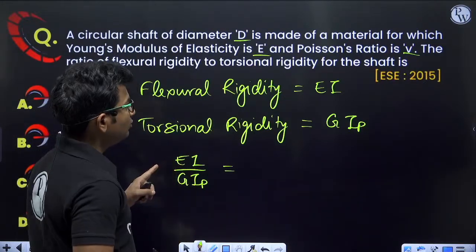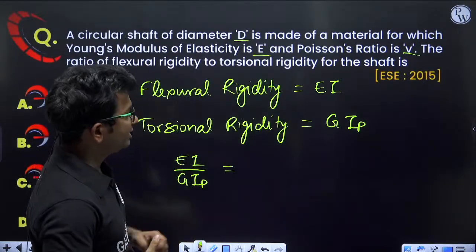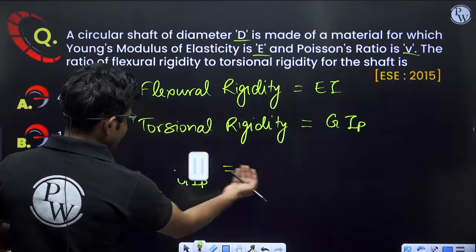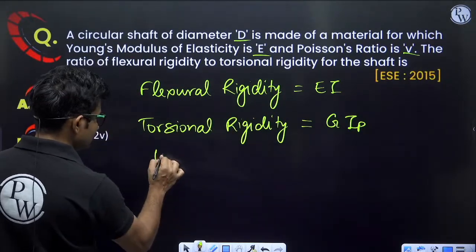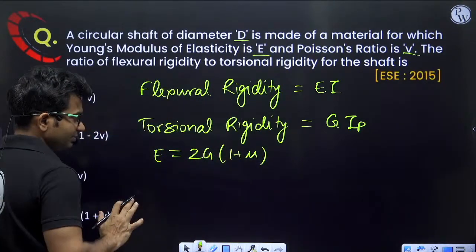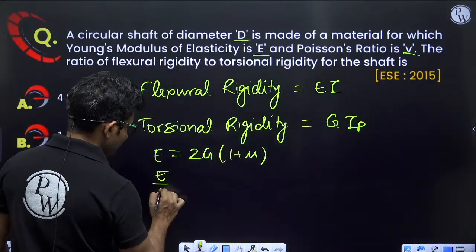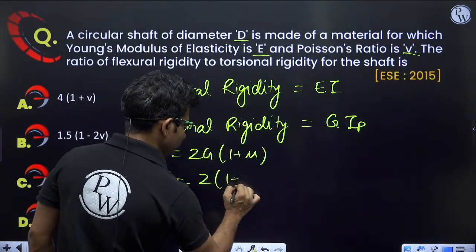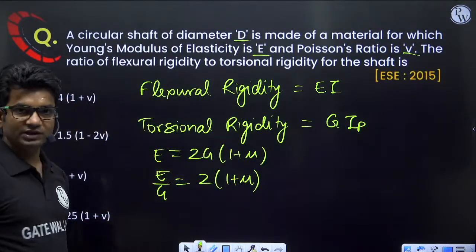Now what is the relationship between E and G? The relationship between E and G: E is equal to 2G into 1 plus mu. So this is the relationship between E and G. So E upon G will be equal to 2 into 1 plus mu.